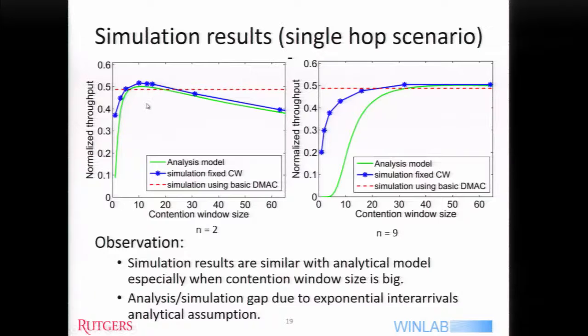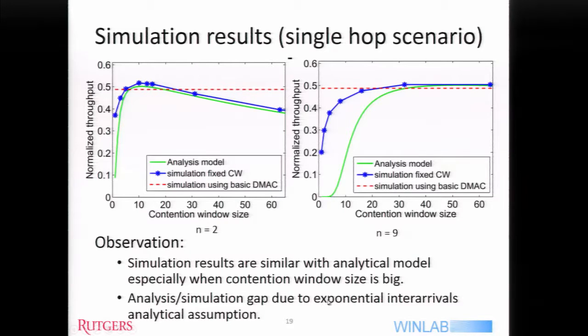And here is the result of the simulation and the analysis. We can see that if the contention window size is bigger, the analytic model and the simulation result are quite close to each other. The figure on the left has two transmitters in the network, and on the right there are 9 transmitters. The only problem is that when the contention window size is really small, there is a big gap between the analytic model and the simulation model.